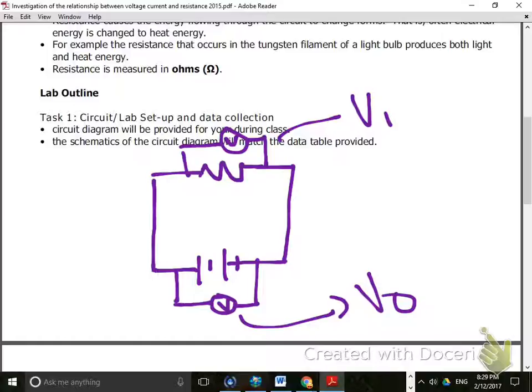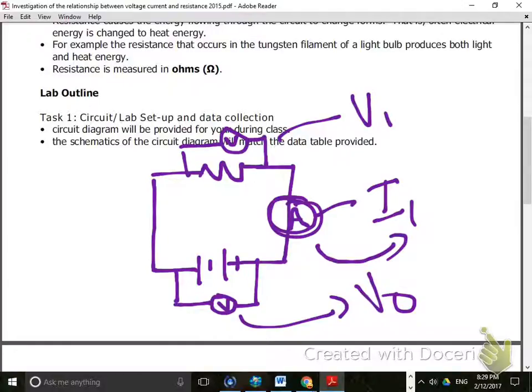You're also going to measure the current that's flowing through the circuit, and that is going to be I1. So remember, we measure current with an ammeter. That's why we use A. We put it in series, and we're going to measure the flow of current through the circuit, and that is going to be really the equivalent to I1. Now, in this lab, what you're going to do is you're going to choose 3 different resistor levels.